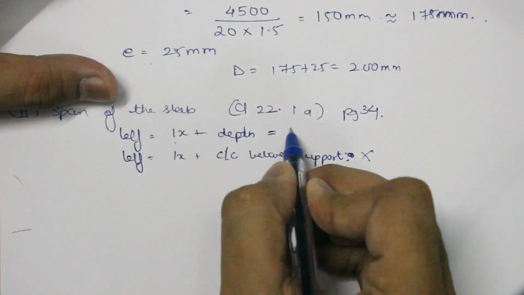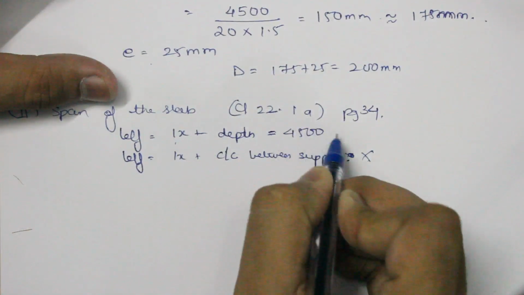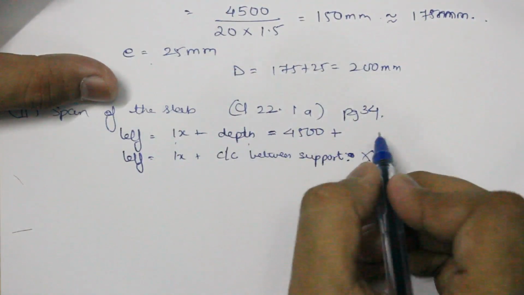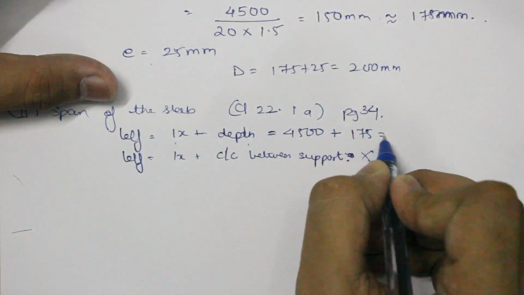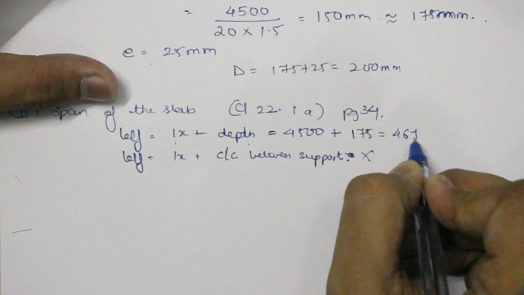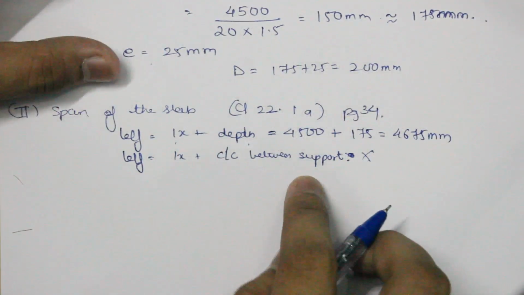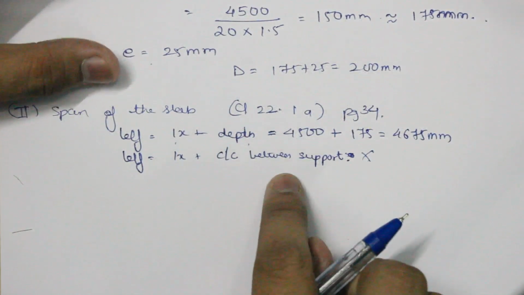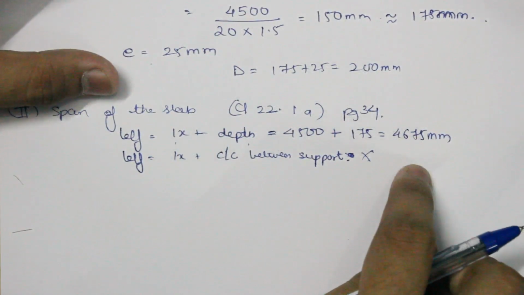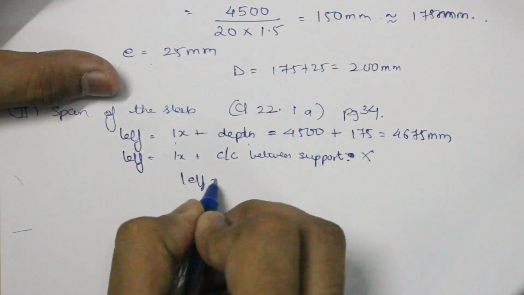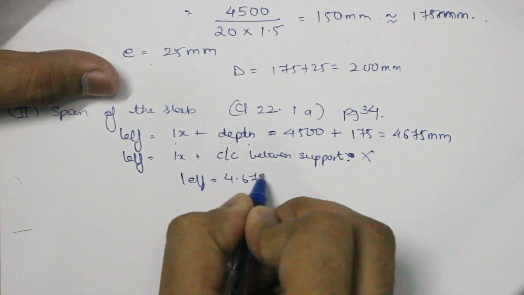So Lx is 4500 plus the effective depth, 175 mm, which is 4675 mm. If the size of the supports is also given to you, you also have to add that in this, and you have to choose the smaller of these two values. So L effective is 4.675 meter.